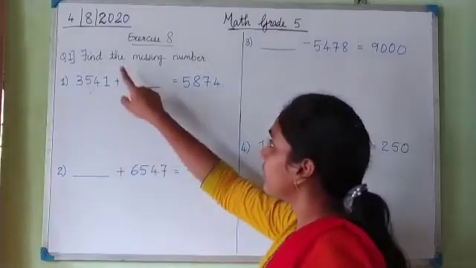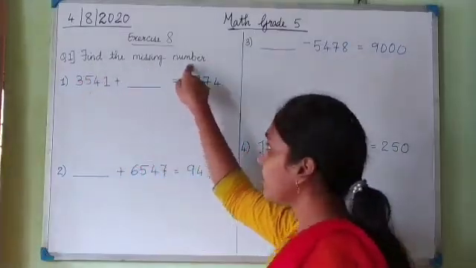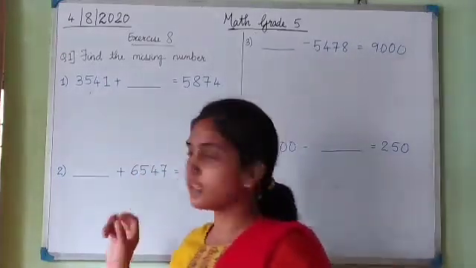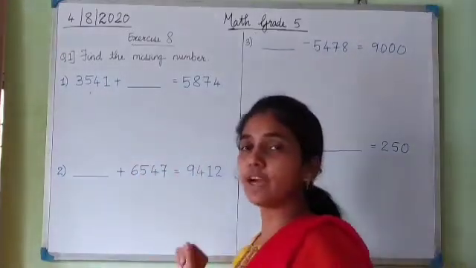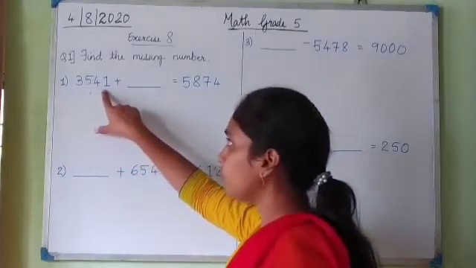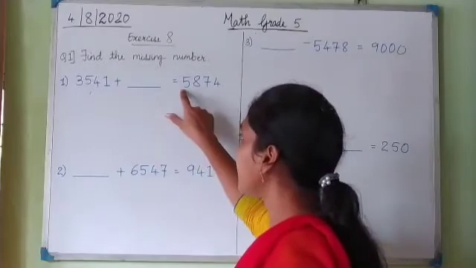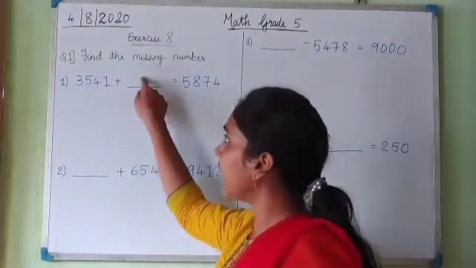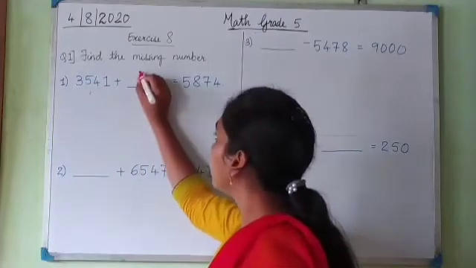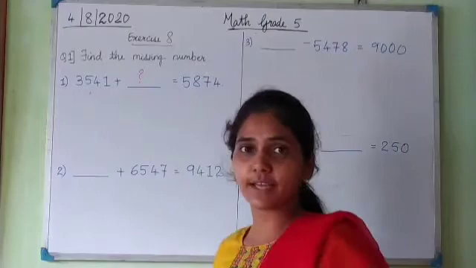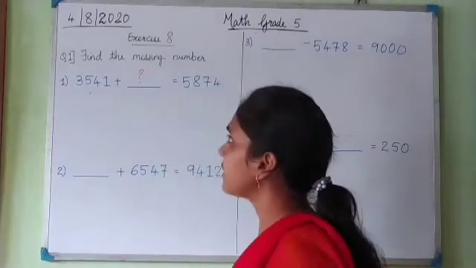The first example, the question is find the missing number. Okay, so the missing number, the blank which is there here, we have to fill that blank with a number. So we have to find that missing number. So the first one is 3541 plus what gives us 5874. That means which number should be added to this 3541 to get 5874. Okay, so how will we find this number?